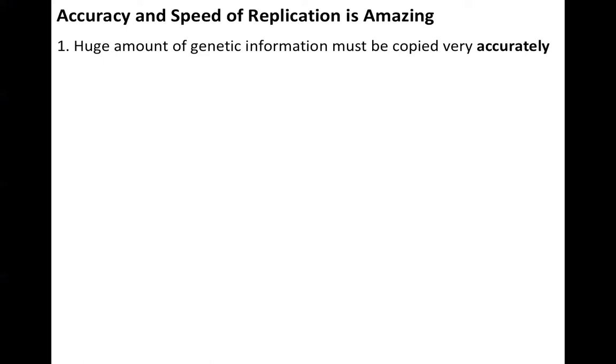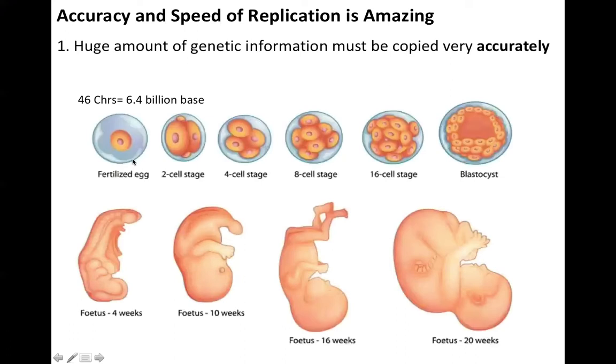During the fusion of the egg and the sperm, a diploid cell is generated, known as the zygote. 23 chromosomes are received from the father through the sperm, and another 23 chromosomes are received from the egg from the mother. So 23 plus 23 will become 46 chromosomes. This is the diploid set of chromosomes.